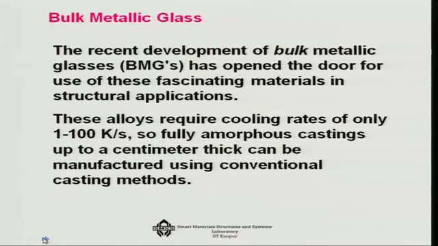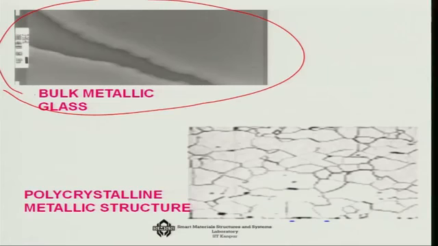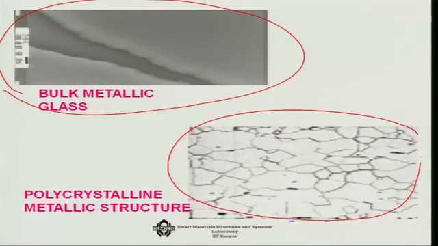Now, the bulk metallic glass is something in which this cooling rate is brought down to something like 1 to 100 Kelvin per second, and that is possible because of some kind of eutectic mixtures that today we can prepare. For example, you can see that this is a bulk metallic glass structure, and you can see in the SEM picture that there is no grain, unlike this polycrystalline metal structure where you can see that so many grain boundaries are there.